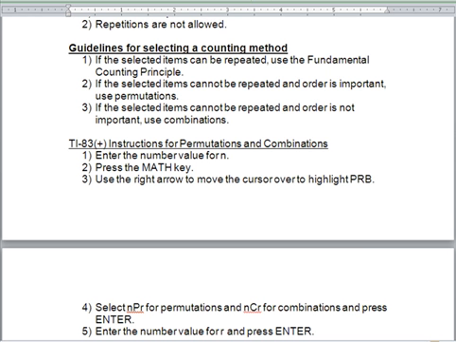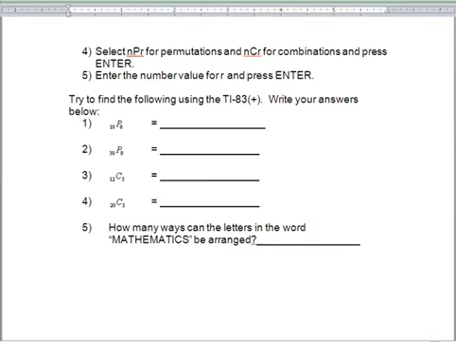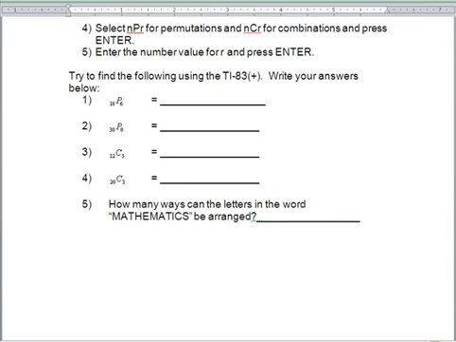And so what I want you to do is pause the recording and try to do these on the calculator. Once you have finished the 5, then I'll ask you to restart the recording so we can take a look at them.